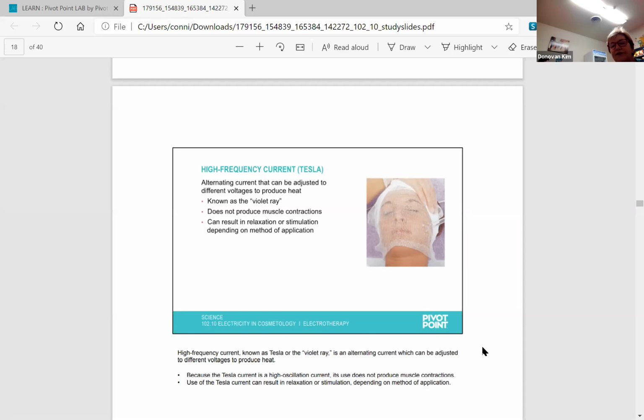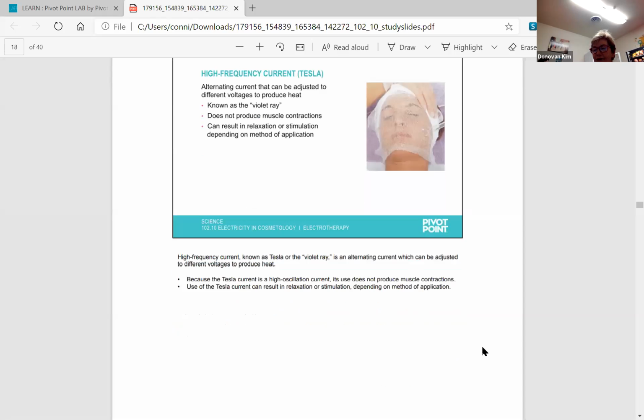It does not produce contractions. However, it does run at a high rate of what they call oscillation, which means it's a high rate of vibration. The rate is so high that you don't feel the contraction at all. This one has a glass electrode as opposed to our galvanic with a metal electrode. You're going to get questions that ask what is also known as the violet ray, what is also known as Tesla, and what is also known as high frequency. Those are three different questions they could ask.